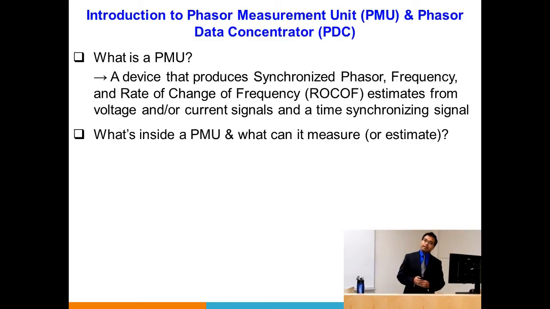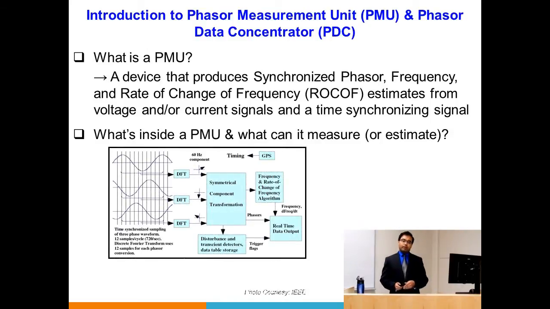Now the next question is, what is inside a PMU that enables us to get these estimates, and what are the different quantities that the PMU can estimate or measure? In this figure we can see that from the CTs and PTs we get the current and voltage signals, the analog signals, which come inside the PMU, and they are sampled at a particular frequency, which can be, let's say, 12 samples per cycle or maybe more.